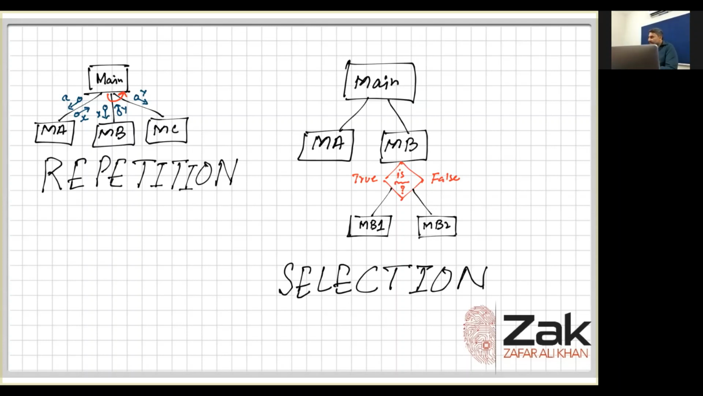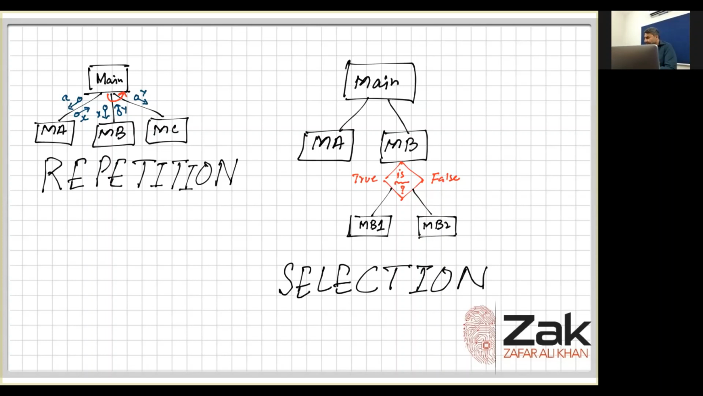And then it is selection. Selection is the use of if-then-else. Main module calls module A and then module B, and then module B has an if condition, or maybe a select case condition, where it is being checked, and if it is true, module B1 is called, and if it is false, then module B2 is called. So this shape, I hope you remember from flowcharts. It is the same diamond shape which shows selection.